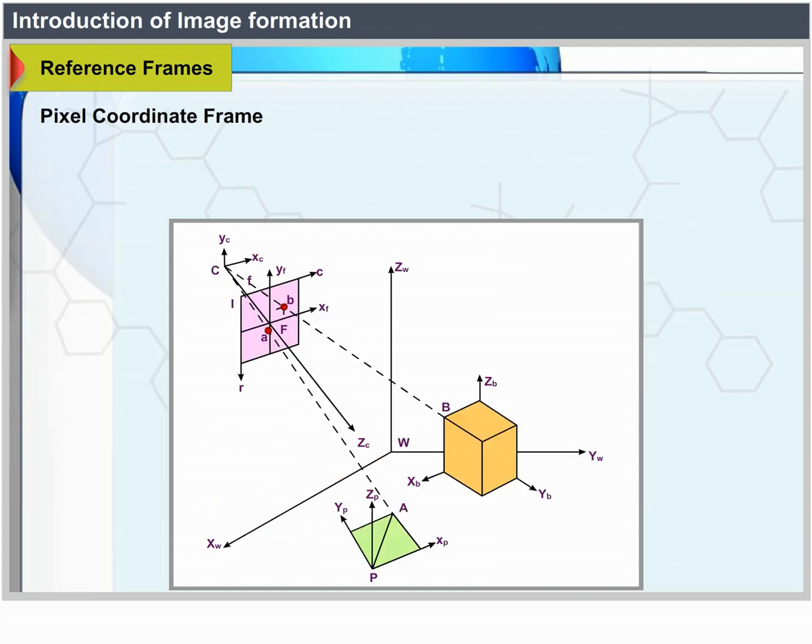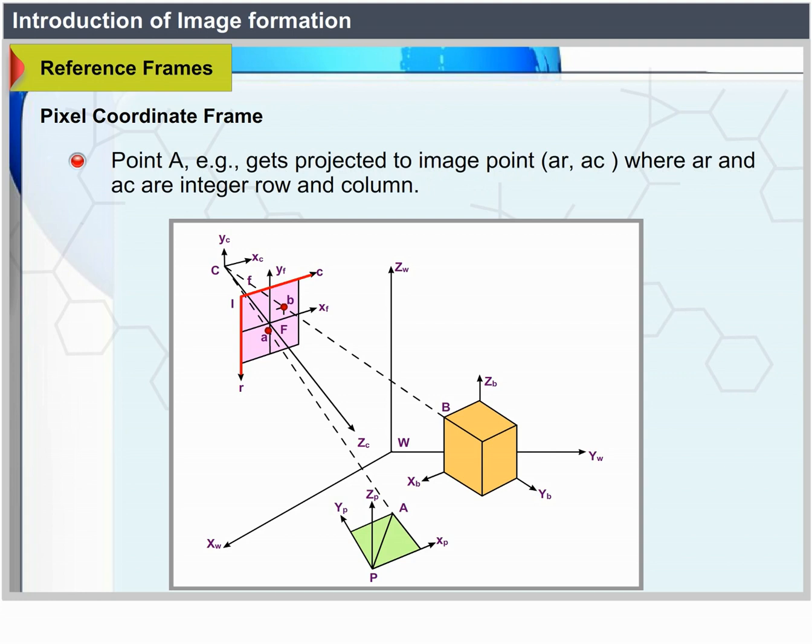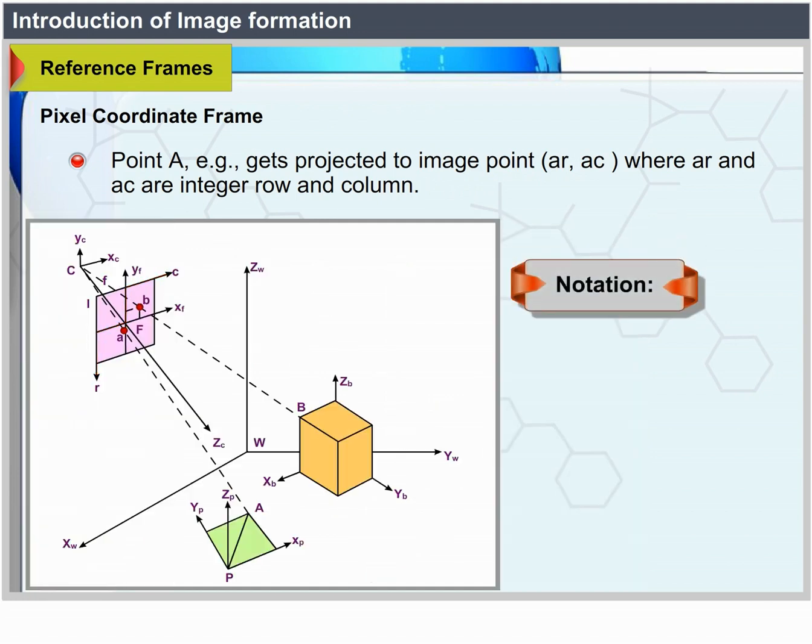Pixel coordinate frame. This is a 2D coordinate system with r, c axes. Each pixel in this frame has integer pixel coordinates. Point A gets projected to the image at (AR, AC), where AR and AC are the integer row and column. Notation: (xim, yim)ᵗ.